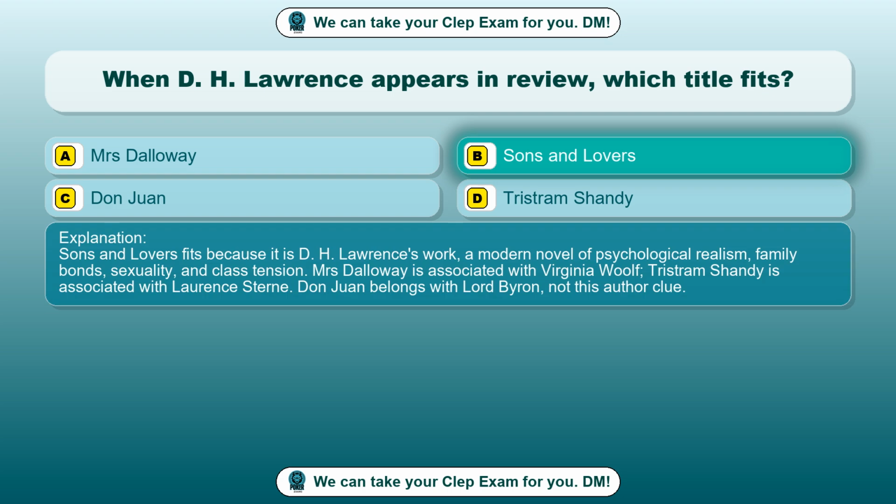Sons and Lovers fits because it is D.H. Lawrence's work, a modern novel of psychological realism, family bonds, sexuality, and class tension. Mrs. Dalloway is associated with Virginia Woolf, Tristram Shandy is associated with Laurence Sterne. Don Juan belongs with Lord Byron, not this author clue.